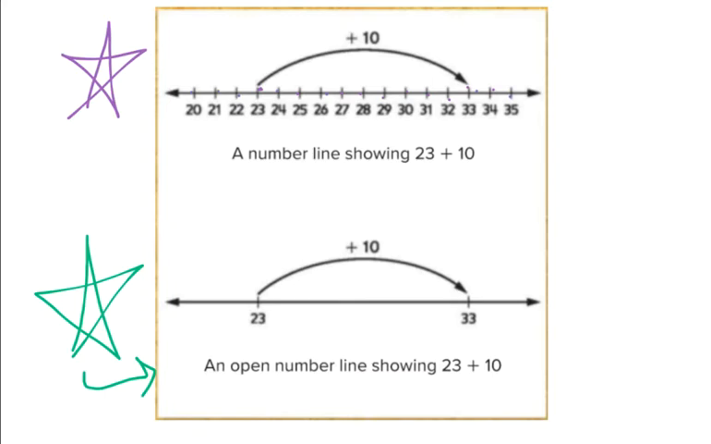It's different from a regular number line because it doesn't show every single tick mark, just the tick marks that we need. Look, 23, 33. It doesn't show any other numbers, just the ones that we need. But it does show the numbers getting bigger. 23 to 33. The numbers got bigger as we went to the right, just like a regular number line.